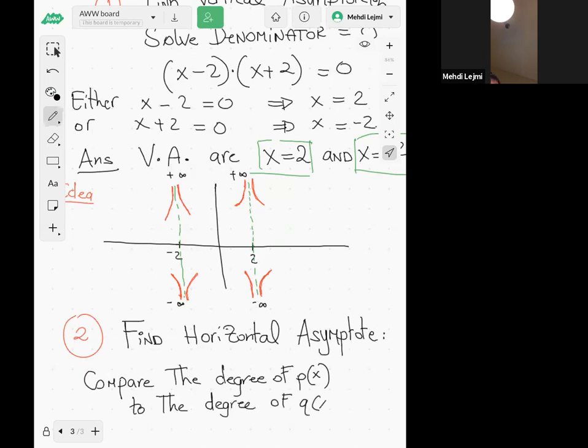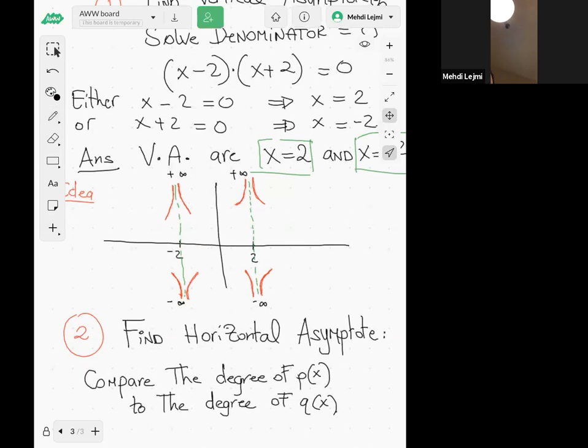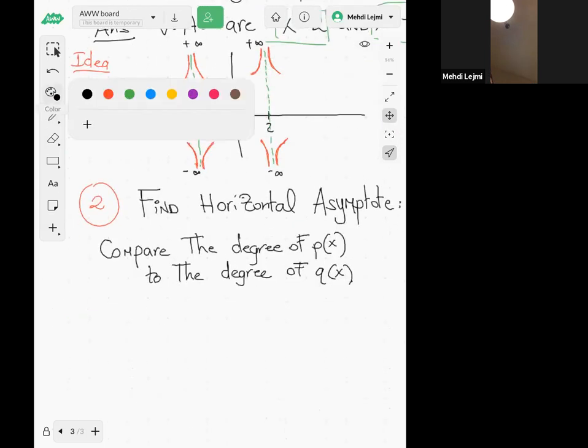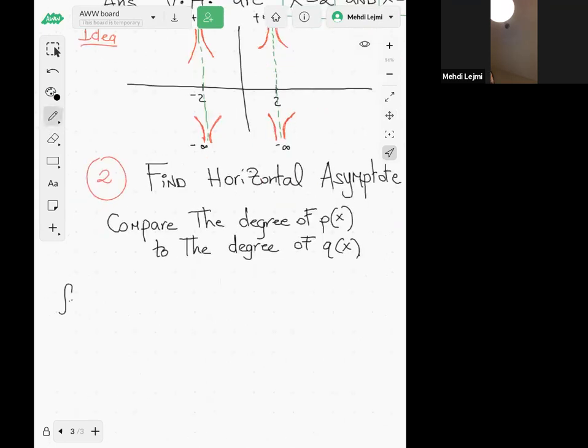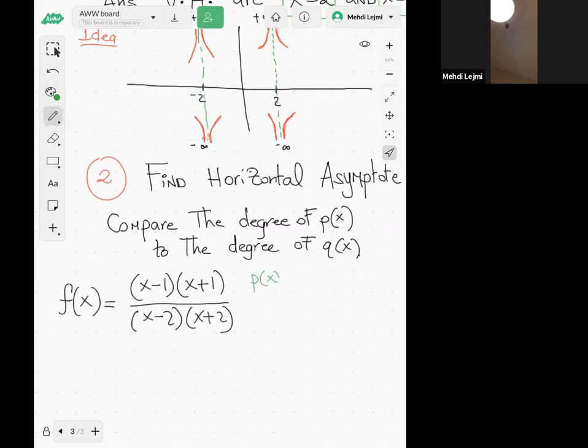Okay, so my function f, let me just write down here again. My function f was like, in the top, x minus 1 times x plus 1. And in the denominator, x minus 1 times x plus 2, right? Now the top, that's my p of x, and the denominator, that's my q of x. Now, I guess my question for you guys, what will be the degree of p? What's the highest power of x in p?